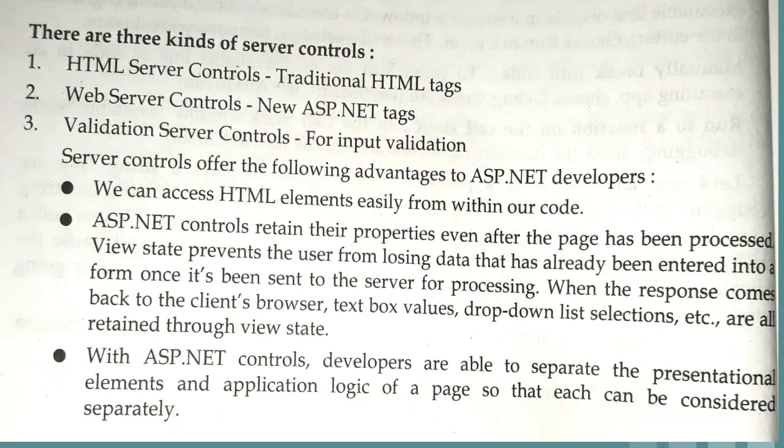Then there is one topic in this chapter, that is server controls. Basically we have three types of server control. First one is HTML server control, second is web server control, and third one is validation server control. We are going to learn about all these types of control. In chapter number 4 we are going to learn only one control, that is the HTML server control. The remaining two kinds of server control, that is web server control and validation server control, are part of chapter number 5 of unit number 2. So we will learn that later.